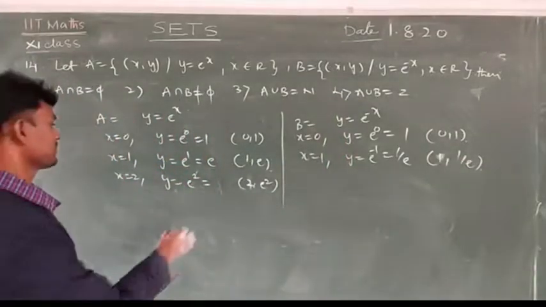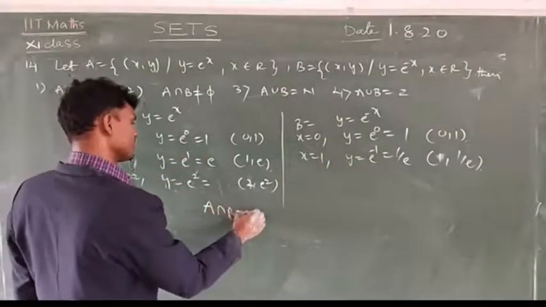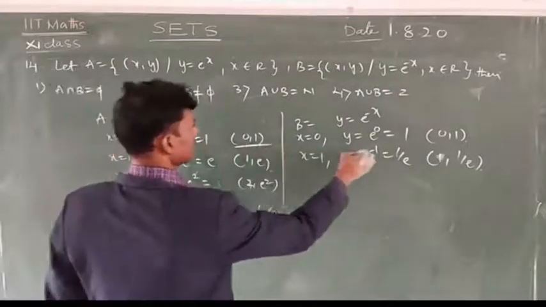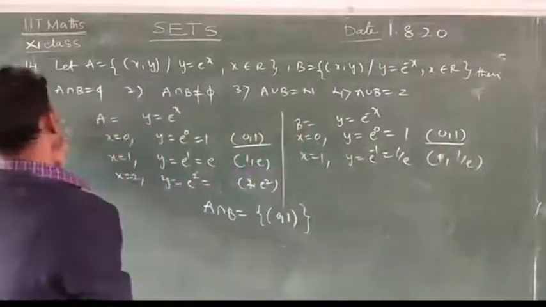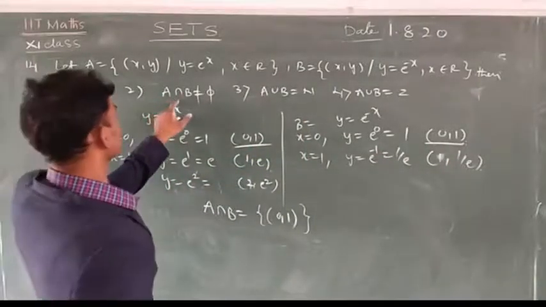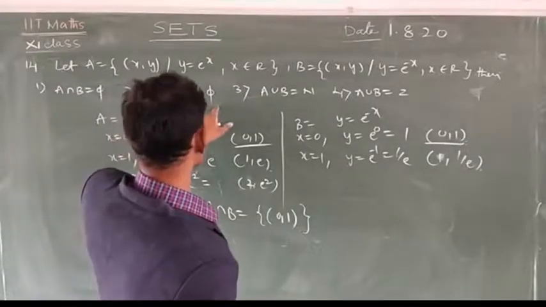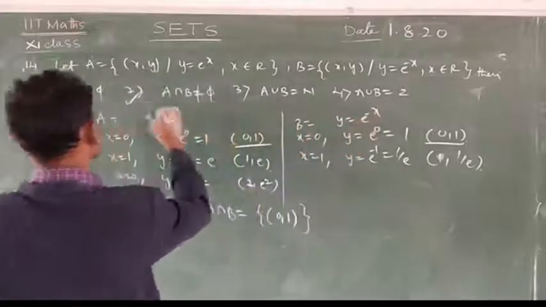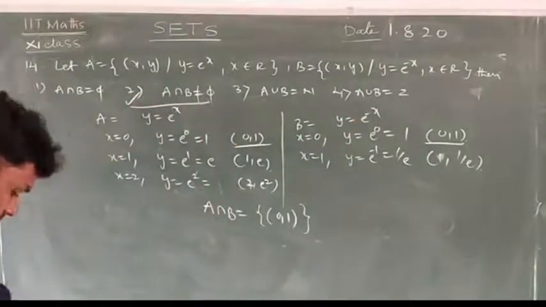Here you can find A intersection B. In A intersection B, one pair of elements is there, (0, 1). Here also there. Then A intersection B is equal to phi, this is a wrong option. And A intersection B is not equal to phi, this is the correct option. And A union B is equal to R, this is also wrong. Then the second option is correct. Note down.